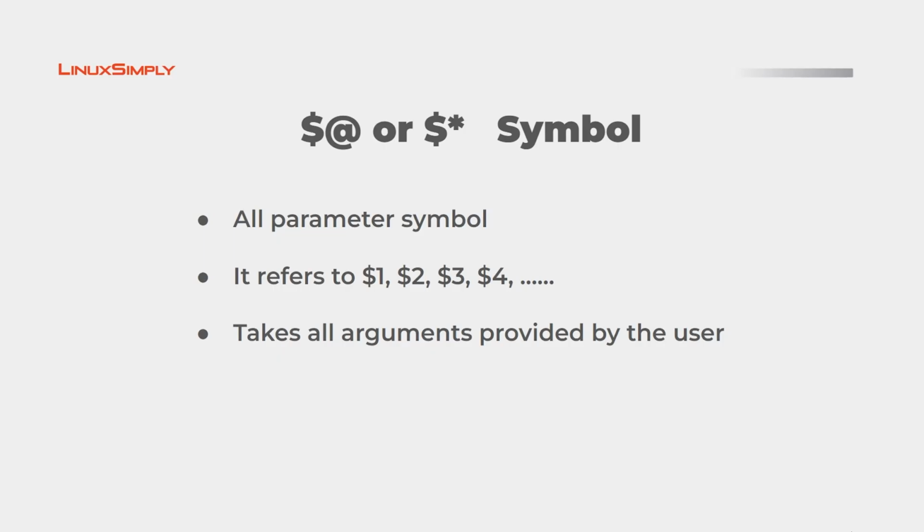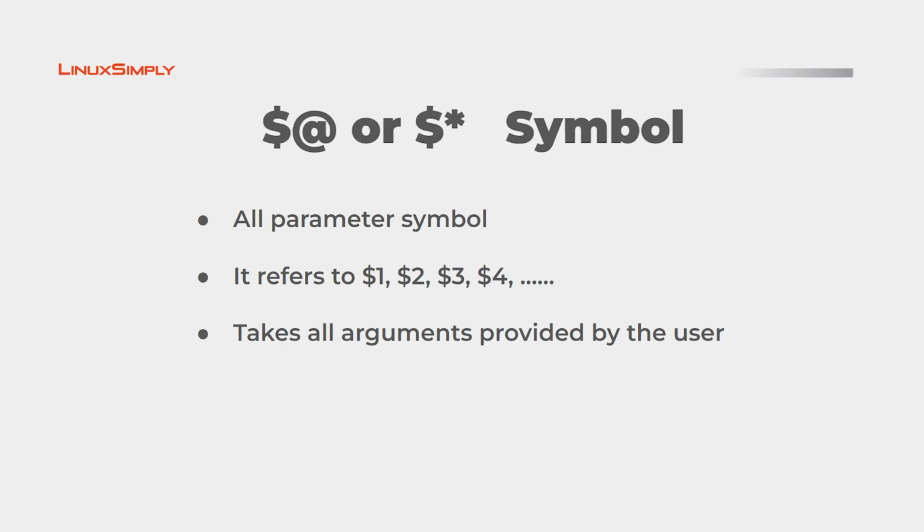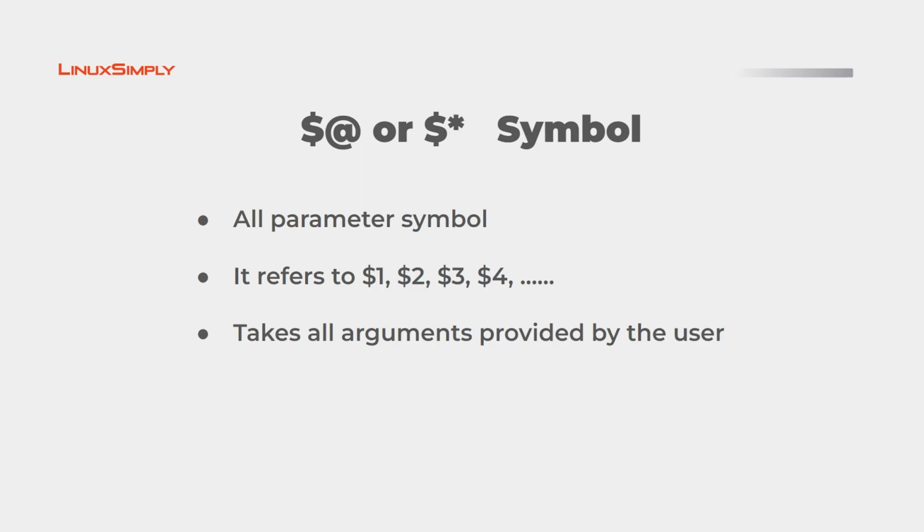Now I will talk about the $@ symbol or the $* symbol. Both are applicable as they are alternatives of each other. This symbol is known as the all parameter symbol. As the name suggests, this symbol is used to accept all parameters or arguments passed by the user in the command line. It refers to $1, $2, $3, and so on, which are the arguments that the user passes. This symbol will take all the arguments which the user provides in the command line as inputs. I will demonstrate it in the terminal later in this video.